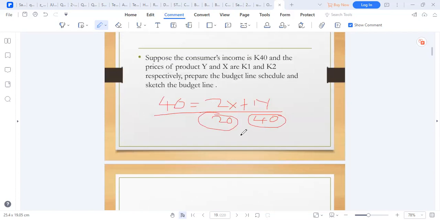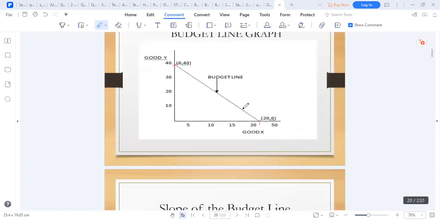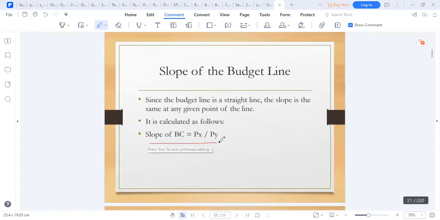It will cut our y at 40 and our x at 20. So this is what we call the budget line. Now, to find the slope of the budget line, it is simply given by the price of good x over the price of y. This is also the same as the marginal rate of substitution, x for y. It's given by the same formula.